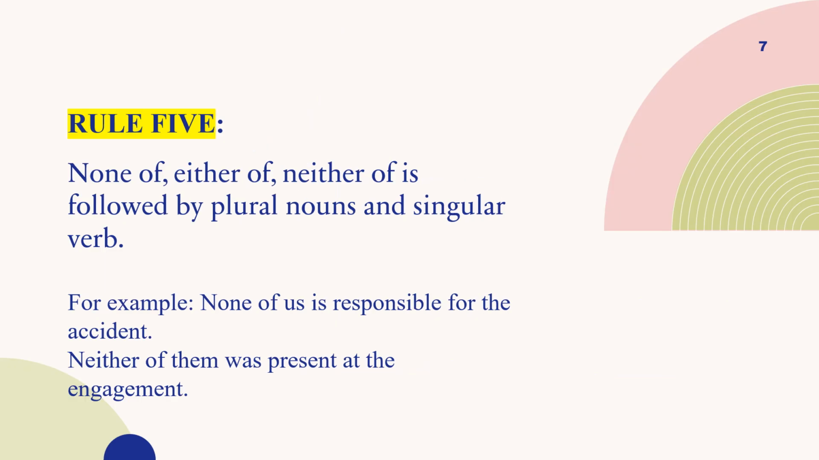Coming to rule number 5. None of, either of, neither of is followed by plural nouns and singular verbs. For example, none of us is responsible for the accident. Another example, neither of them was present at the engagement. So neither of them is plural, but we'll use a singular verb, was present at the engagement. None of us is plural, and none of us is responsible for the accident. The verb will be singular even if you have a plural noun.